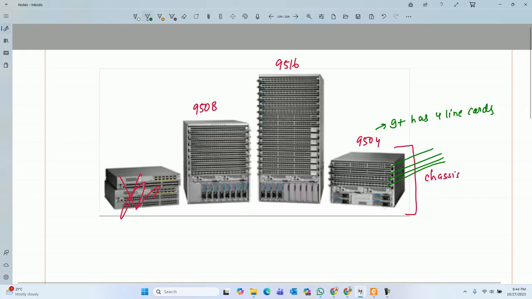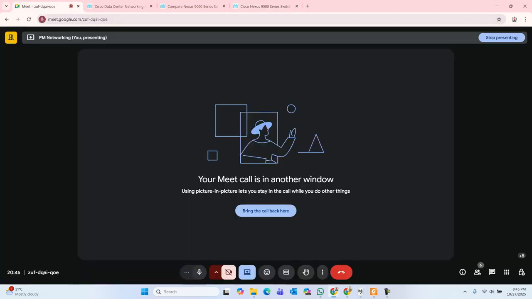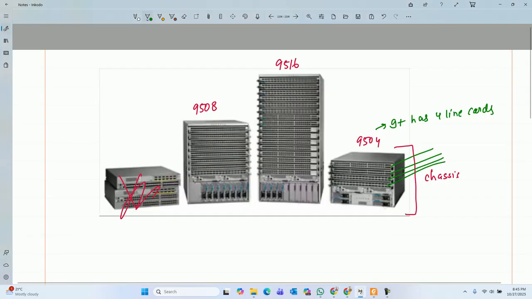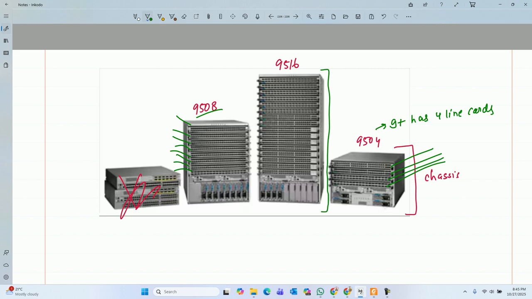In this case, it has a total of how many line cards? 8 line cards. 1, 2, 3, 4, 5, 6, 7, 8. And this particular switch has 16 line cards. 1, 2, 3, up to 16. So it has 16 line cards.